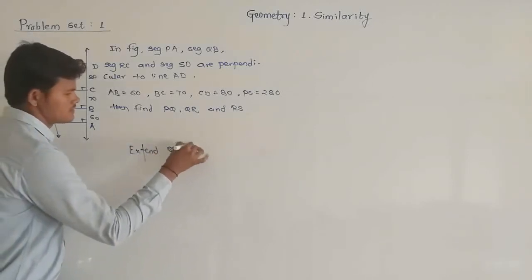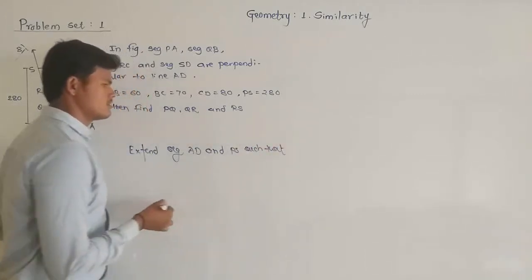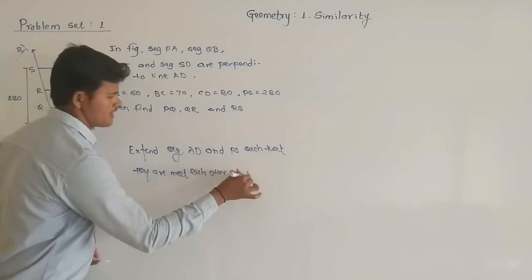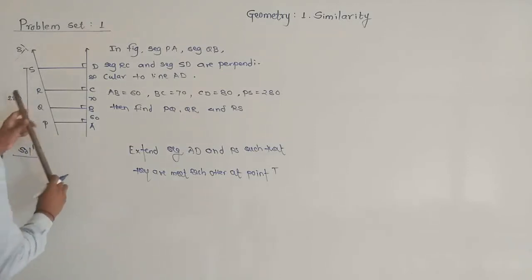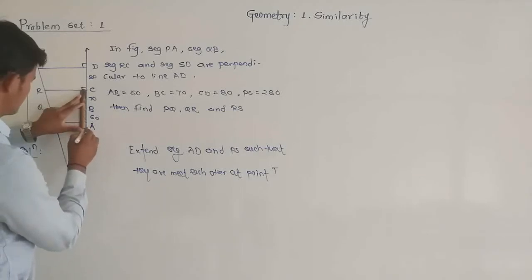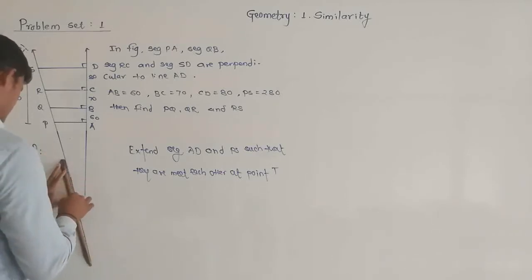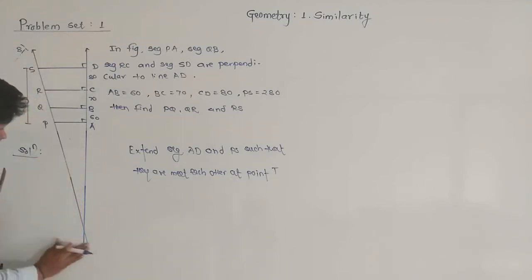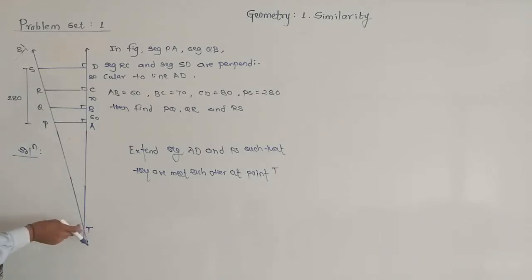Extend segments AD and PS such that they meet each other at point T. So make the construction: extend both the segments up to point T. Here both the segments AD and PS intersect each other at point T. So we get one triangle, that is triangle TDS.